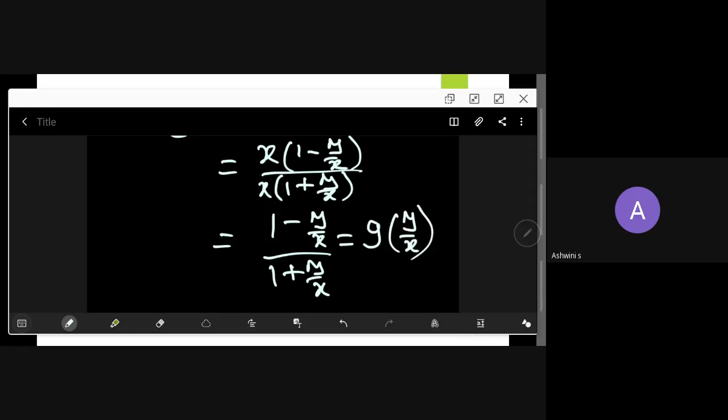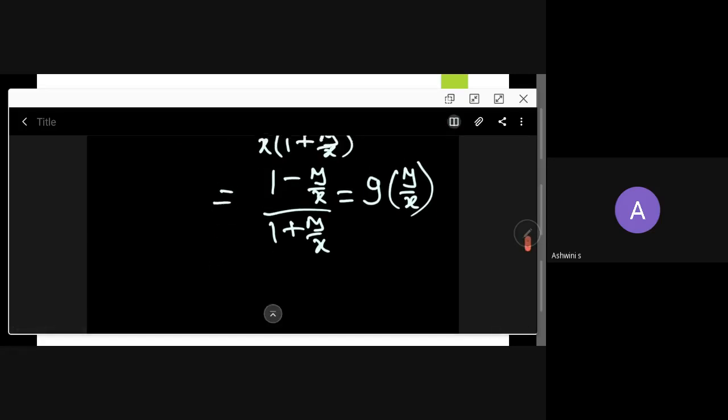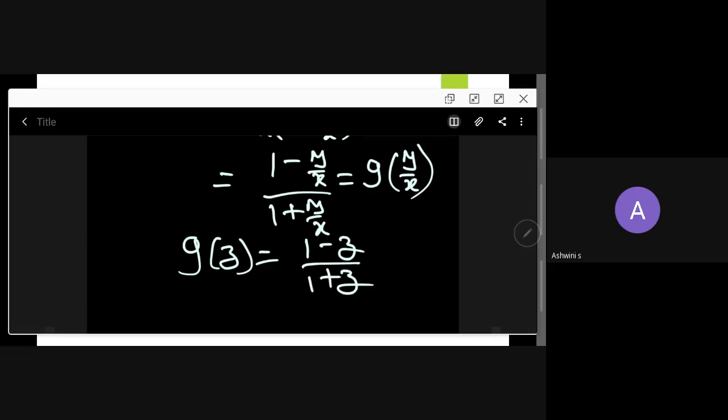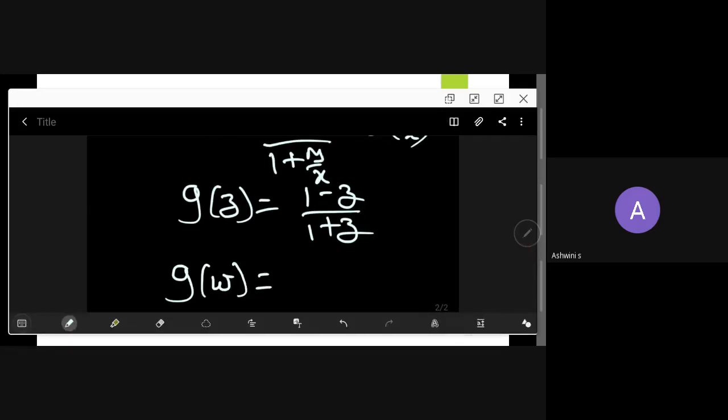See here, when I write like this, if I ask you what is z of z, then z of z is nothing but 1 minus z by 1 plus z. That is the meaning here. So if I ask you what is z of w, it is a one variable function, what I mean to say. So it is like this.